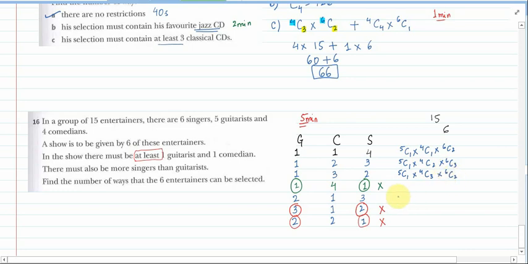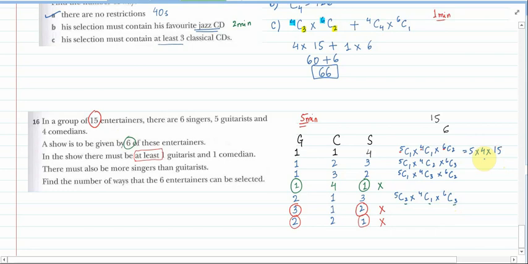After that we have 5 combination 2, 4 combination 1 and 6 combination 3. Make sure that all the numbers in the upper part must sum up to 15, right? And all the lower ones, 2, 1 and 3, must equal 6 in all the cases, right? Now we need to find out the numeric value of these numbers. So 5 combination 1 is 5, 4 combination 1 is 4, and 6 combination 2 is 15.